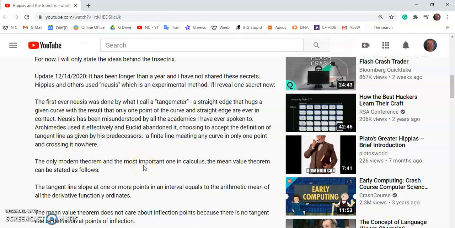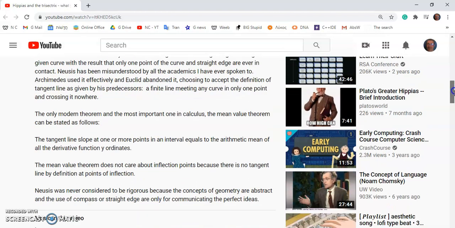So it has been misunderstood by all the academics I've ever spoken to. Archimedes used it effectively, and Euclid abandoned it, choosing to accept the definition of tangent line as given by his predecessors. In other words, what I told you, a finite line meeting the curve in only one point and crossing it nowhere.